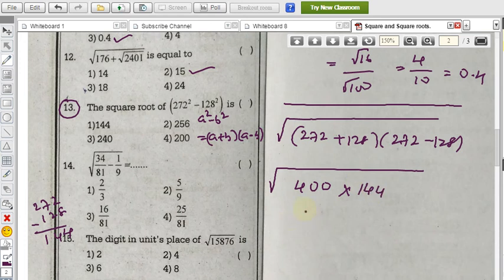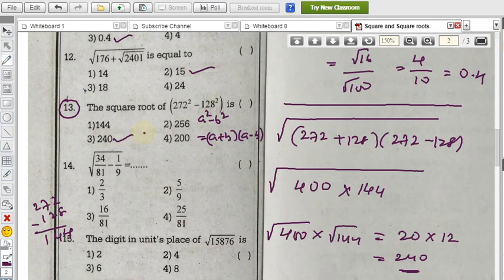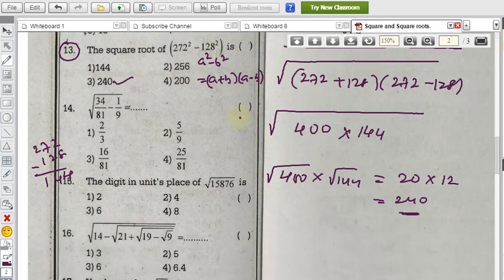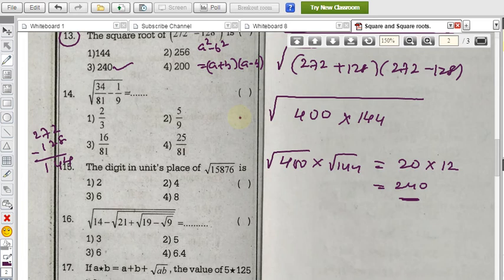144. So square root of 400 into 144. Separate the square root: square root of 400 into square root of 144. Square root of 400 is 20, 144 is 12. So 12 into 20 is 240. So 240 is the value for this. This 14 and all, just do the LCM, and you will get the answer 34 by 81 minus 1 by 9.